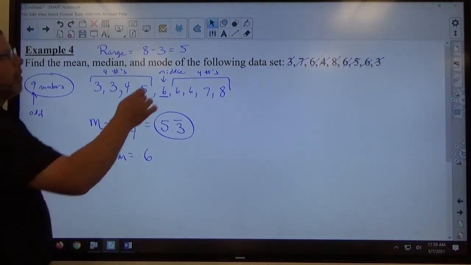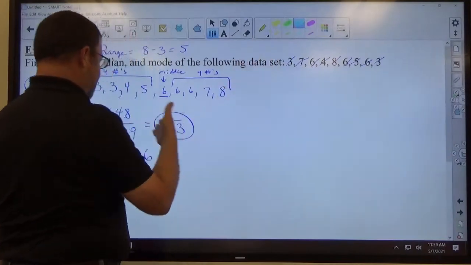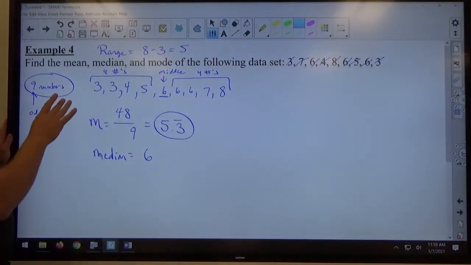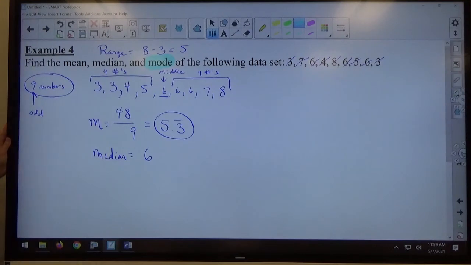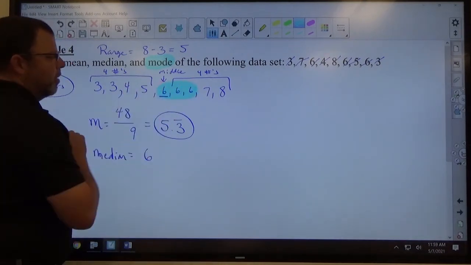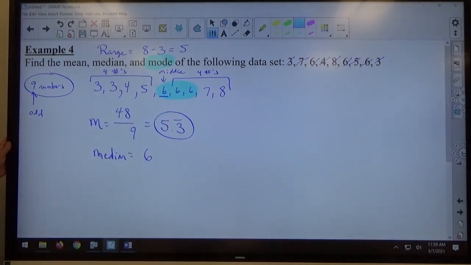And finally, they asked me for mode. So those are 2 things we did yesterday, mean and median. The mode is simply the number that happens the most. And there's 3 possibilities for a mode. First possibility is there is no mode. Every single number happens once, you'll say no mode. The second possibility is there's exactly 1 number that happens the most, that's the mode. The third possibility is you have multiple numbers that happen the most. So if there are 3 6s, okay, so 6 is the mode.